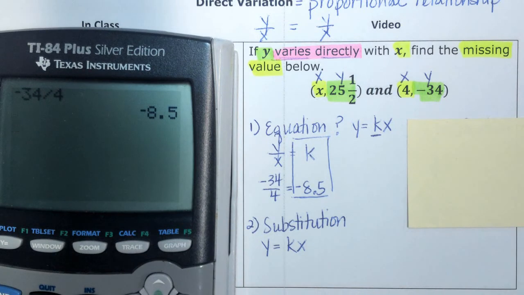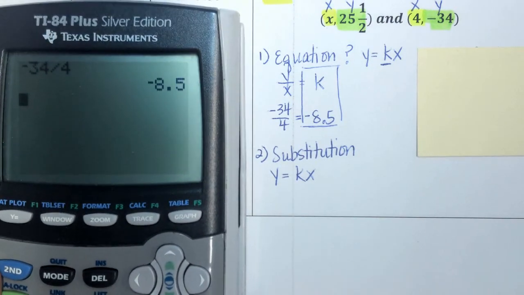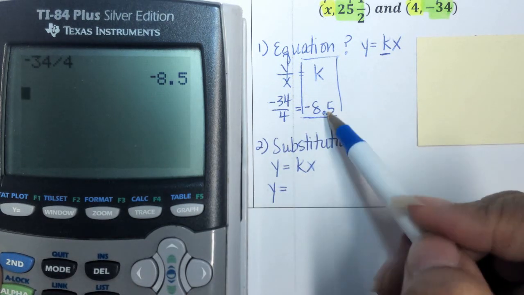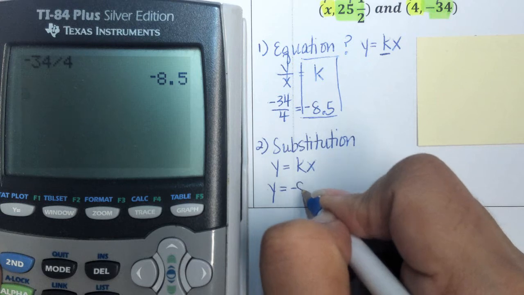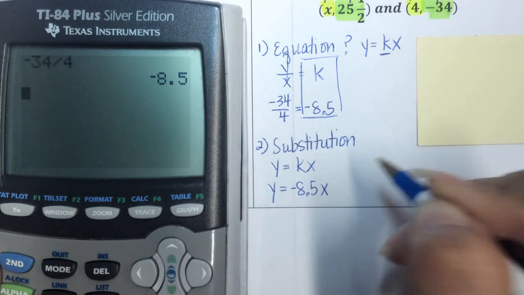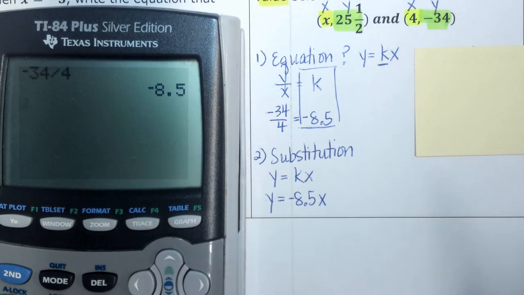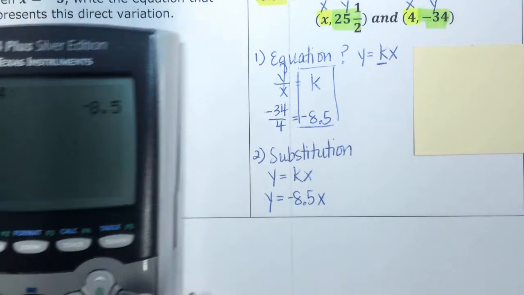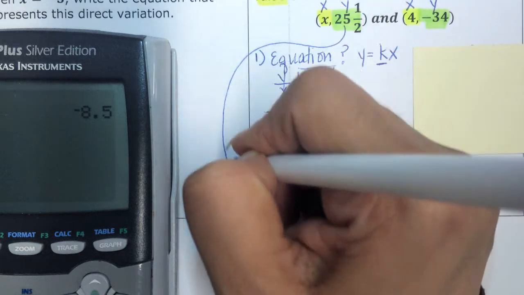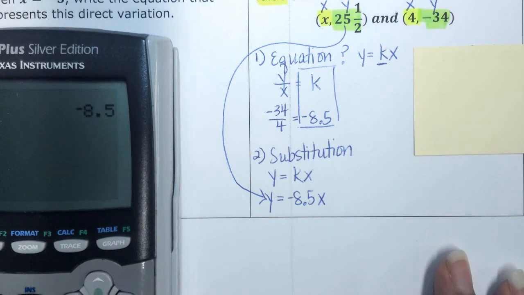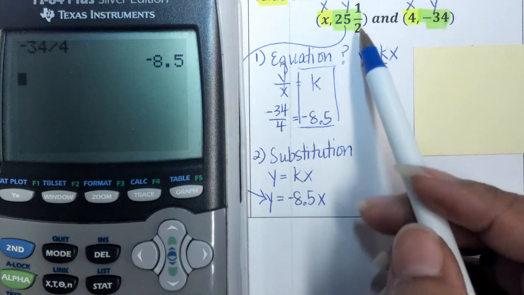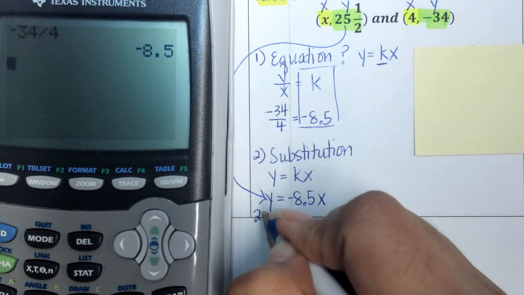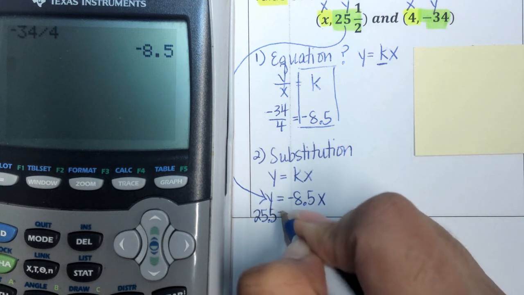The next step is substitution. I have y equals, and we just found out that the value of k was negative 8 5/10, so negative 8 5/10 x is my equation. In order to figure out what this missing value is, I'm going to use this equation, using substitution by substituting this 25 and a half for y. I'm going to write 25 5/10 because it means the same thing.